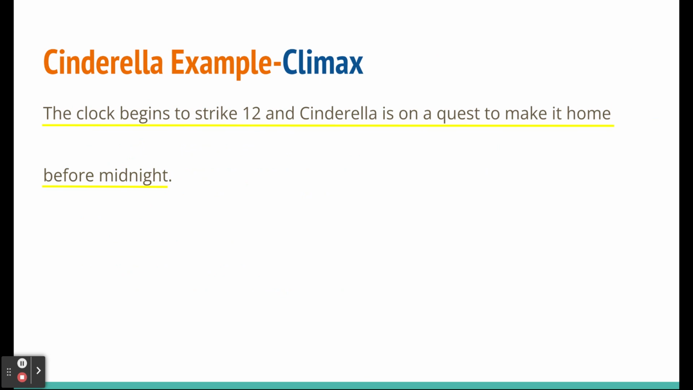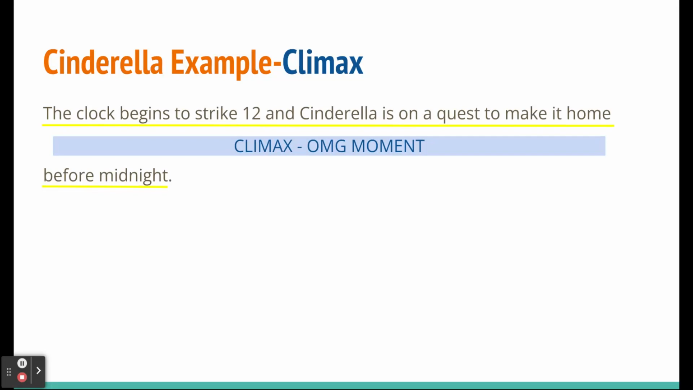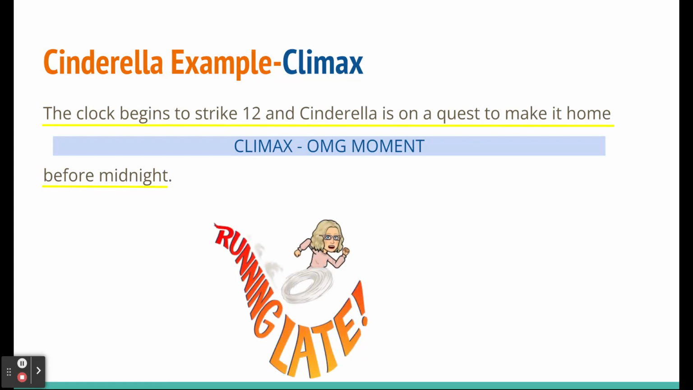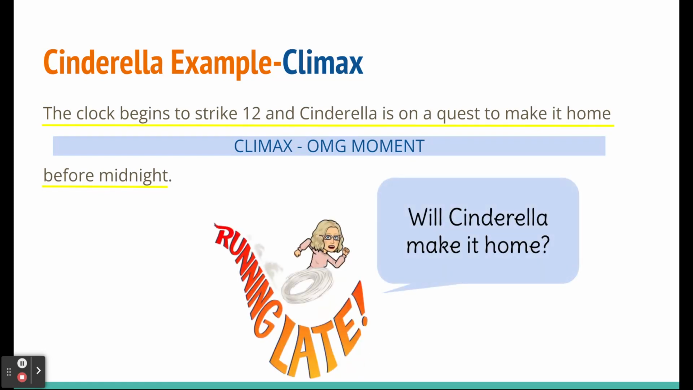So let's look at the climactic moment for Cinderella. The clock begins to strike 12, and Cinderella is on a quest to make it home before midnight. This is where she realizes that it is midnight and she needs to leave the ball before she turns back into the Cinderella that her family knows and recognizes. So she must leave the ball. And we wonder, will Cinderella make it home? This is again that very climactic moment, very exciting and very intense.